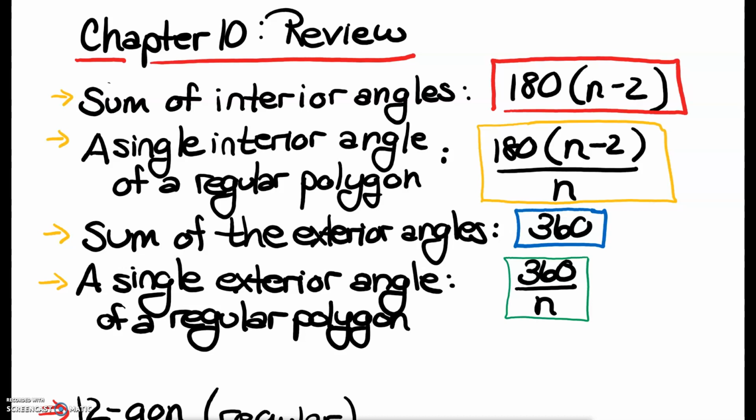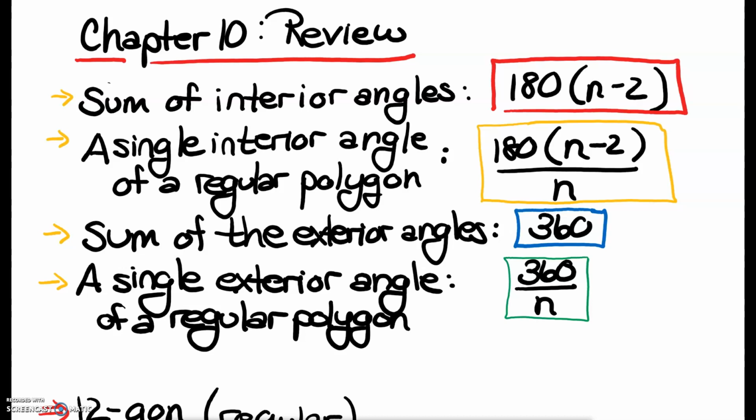The first was the sum of interior angles of a polygon. So n represents the number of sides of the polygon. So if you were looking for a pentagon, you would replace n with 5. So the formula is 180 times (n minus 2).